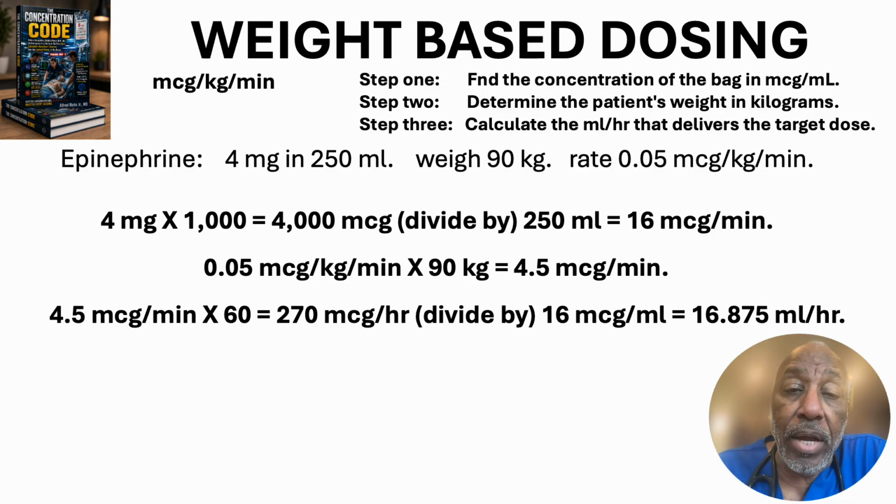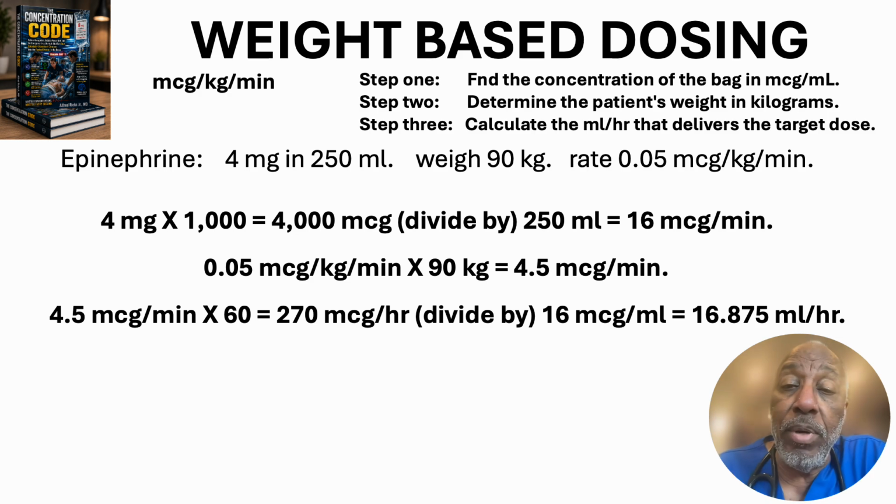4.5 micrograms per minute multiplied by 60 minutes equals 270 micrograms per hour. Divided by the 16 micrograms per milliliter concentration, that equals 16.875 milliliters per hour. Round to 17 milliliters per hour, and set it on the pump.